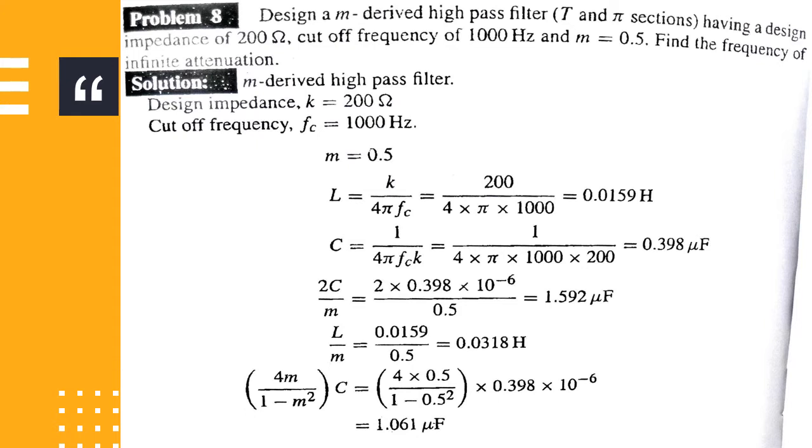so 0.398 microfarad. 2C divided by m, substitute the value of C, substitute the value of m, you will get 1.59 microfarad. Then L by m is 0.0159 by 0.5, likewise the Henry, and this one, that is 4m divided by 1 minus m square. Substitute the value, you will get 1.061 microfarad.